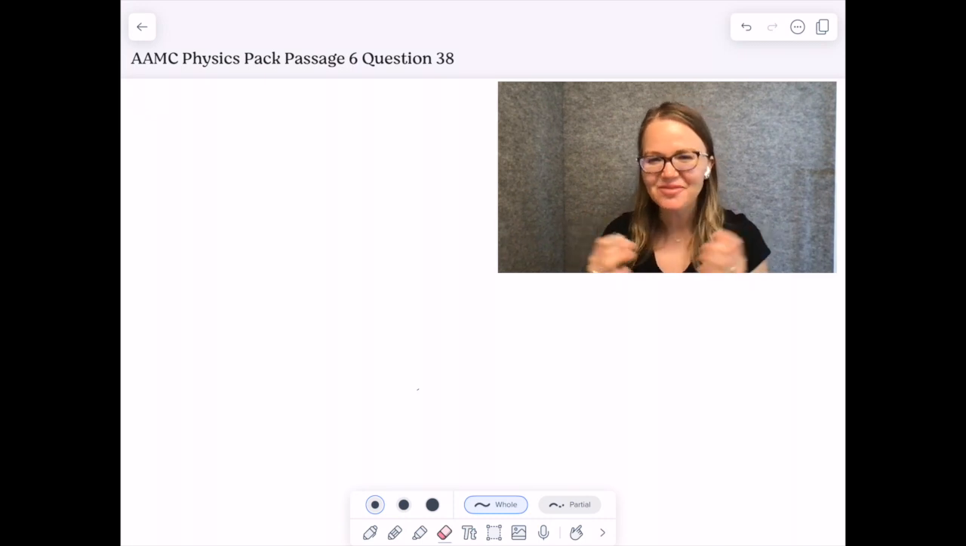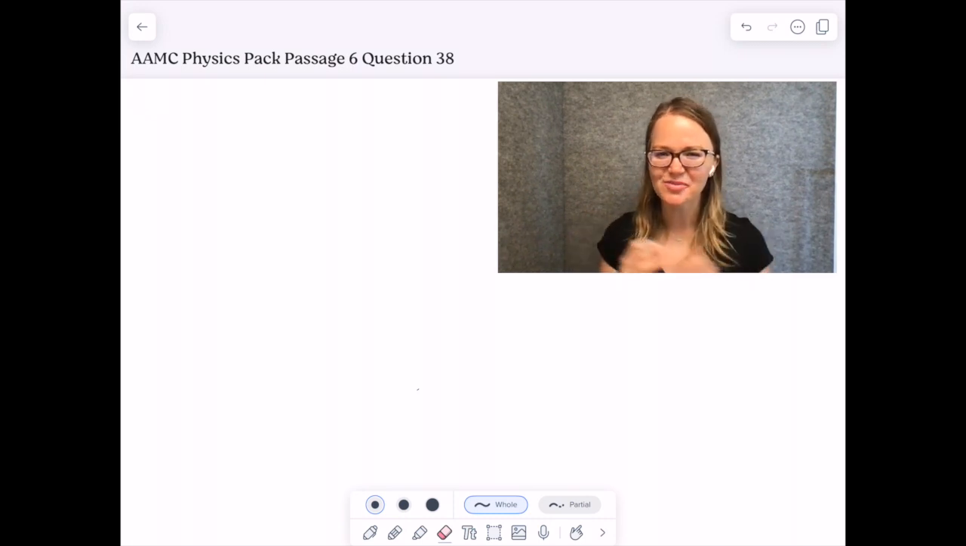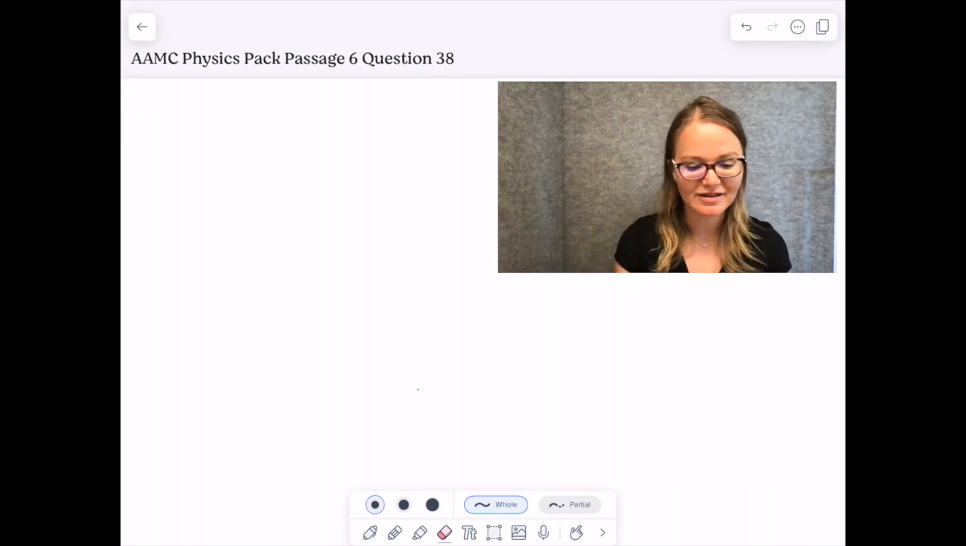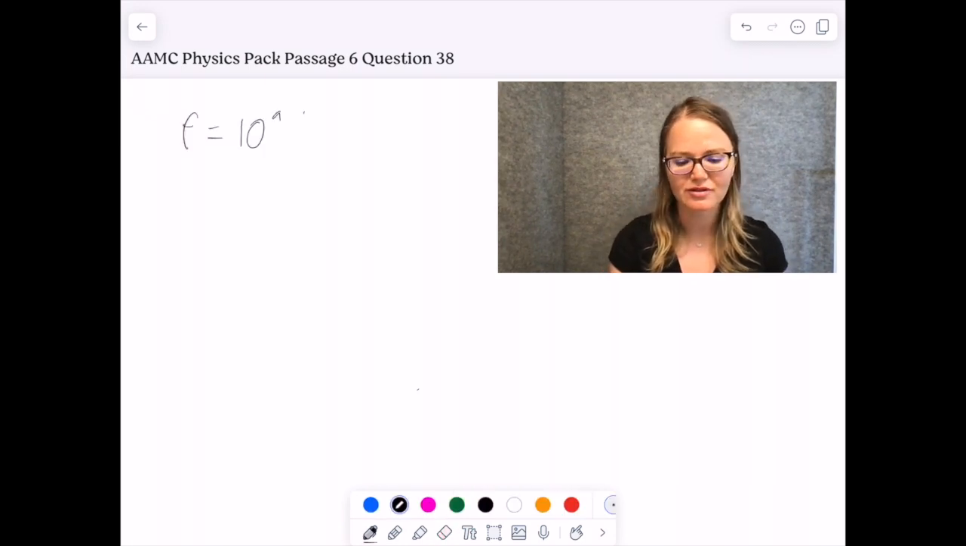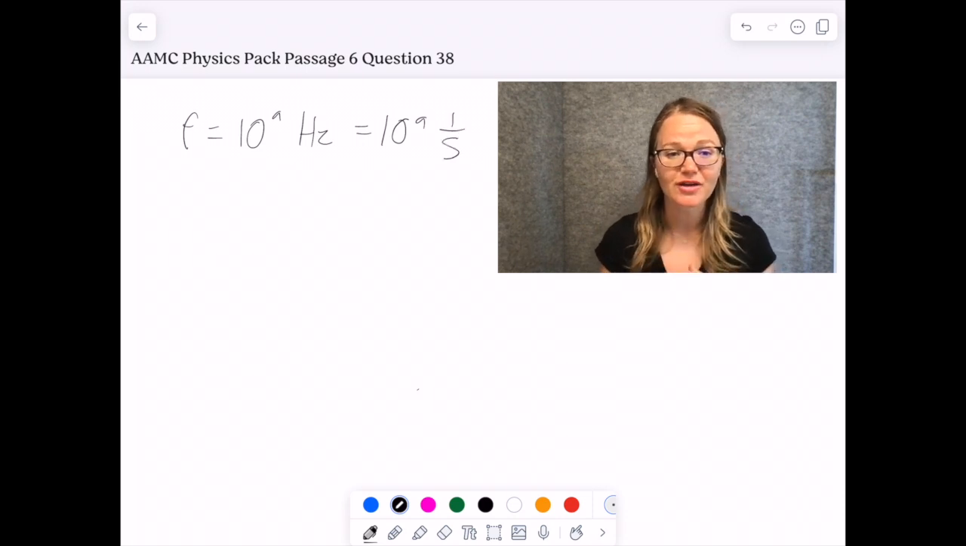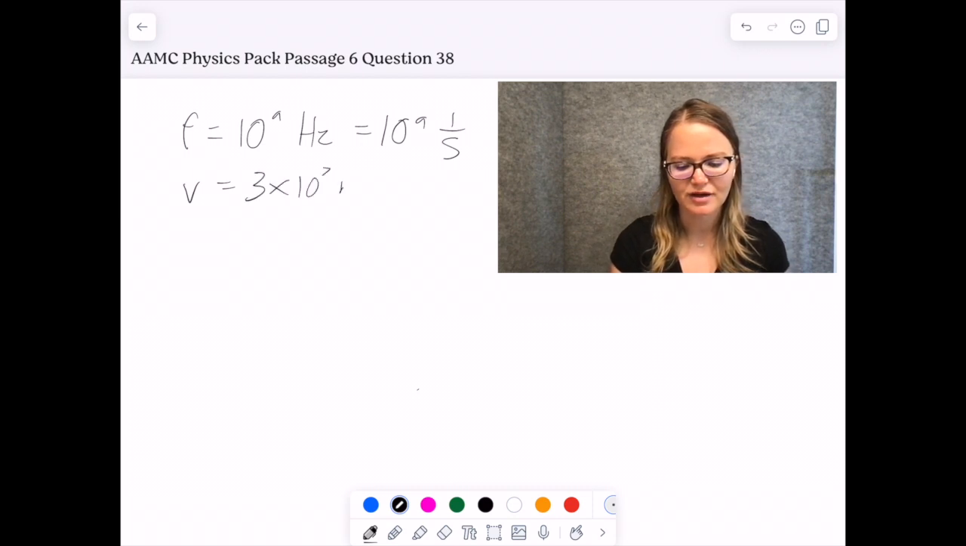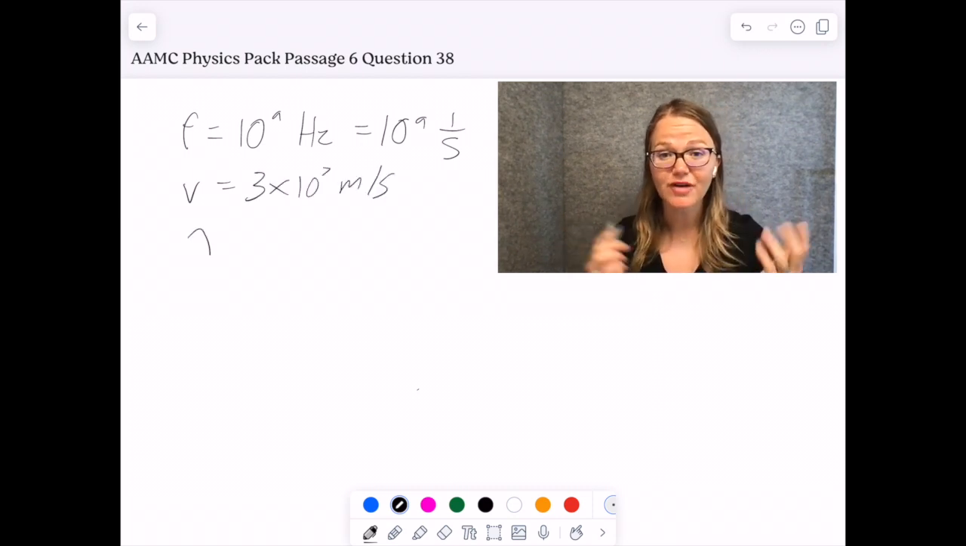So this question, thankfully, is a really straightforward one, a nice little break from some of the past difficult questions in this passage. And so what's going on here? Well, we're given a frequency of a wave. We're told the frequency is 10 to the ninth hertz. Remember, hertz is the same thing as 1 over seconds. Okay, and then we're also given a velocity. We're told that the wave has a speed of 3 times 10 to the 7th meters per second. And then what do we want to find? Well, we want to find our wavelength.